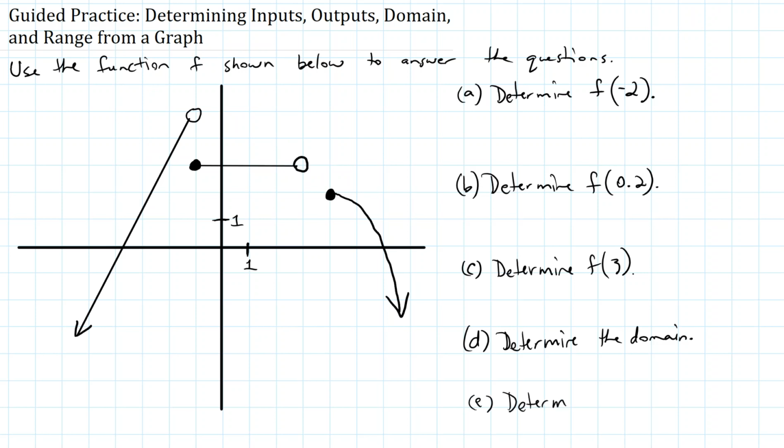Part E, determine the range. So same idea as domain, a little bit harder. For range, you're scanning y values. So you start at the bottom and you work your way up and you find all the y values that have inputs. All the y values represented on this graph. So again, if there's an open circle in one place, but the function is defined in another place, then that y value is part of your range. Pause the video and see if you can find the range of the function.